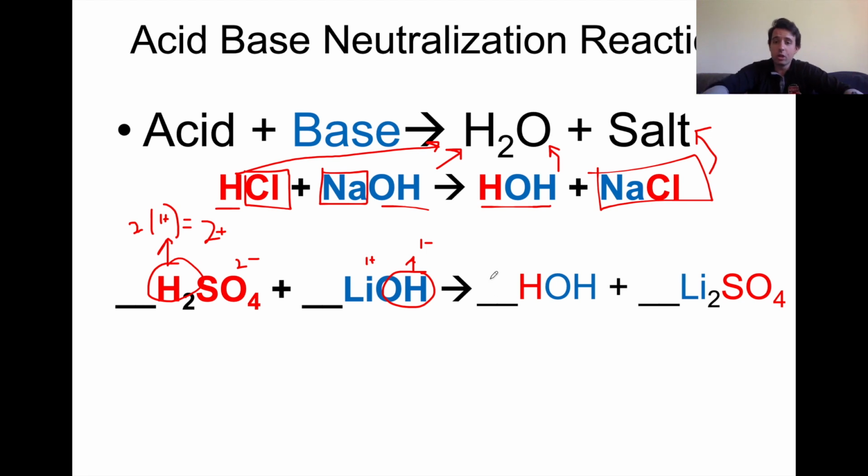It shouldn't take too much. I think you just need a 2 here next to LiOH, and then a 2 here next to H2O, and then 1s. Yeah, that's balanced. So hopefully you balanced it out. If not, remember balancing. That's a thing. You want the same number of elements on both sides. So you want to make sure you have 2 OHs on both sides, 2 Li's on both sides, 1 SO4 on both sides, and 2 H's on both sides.